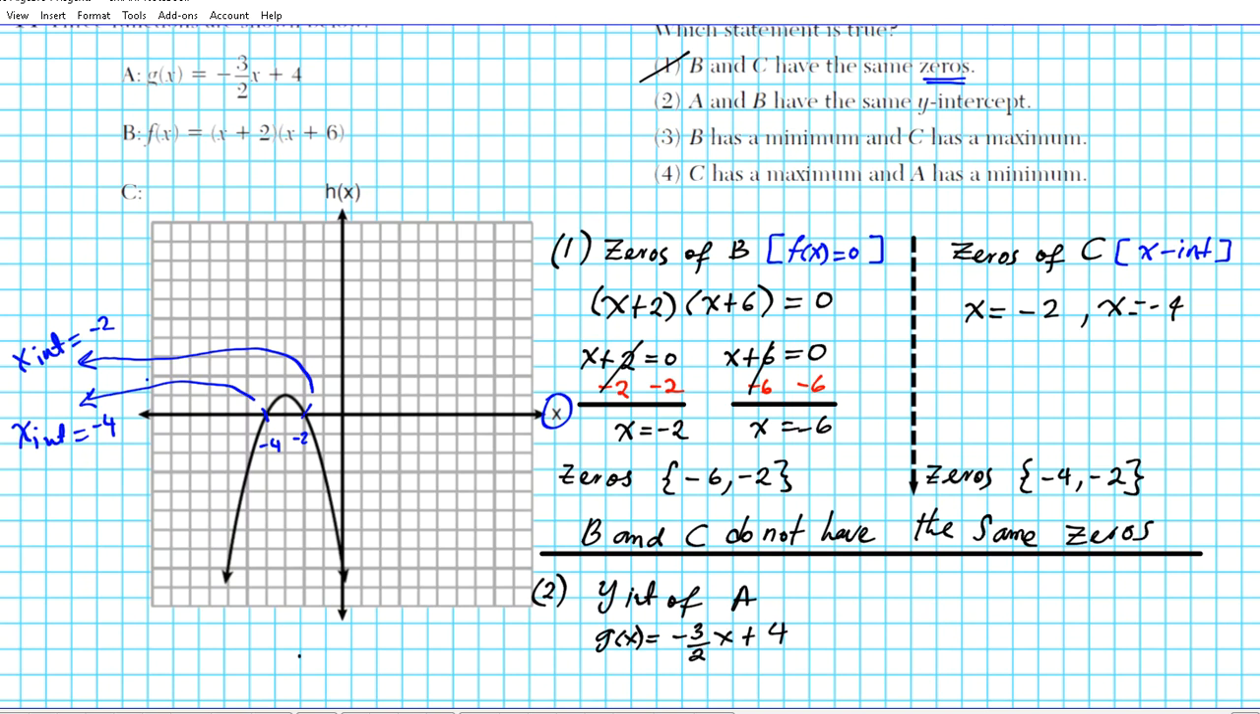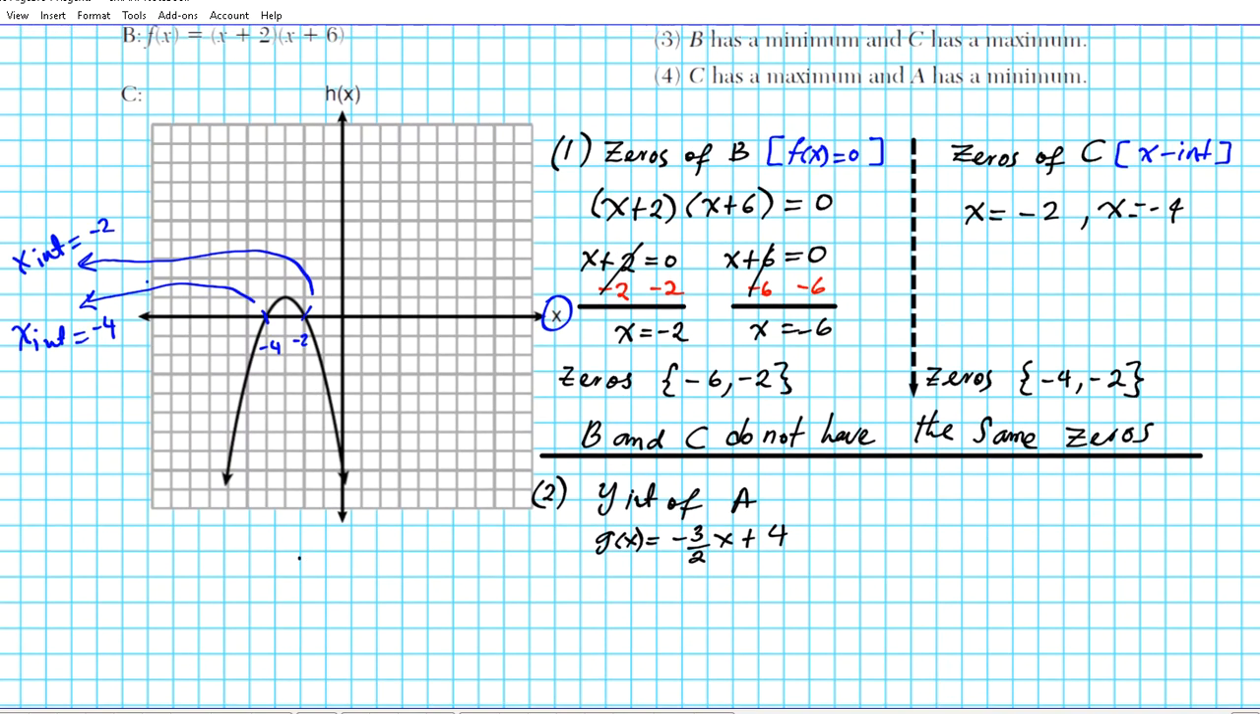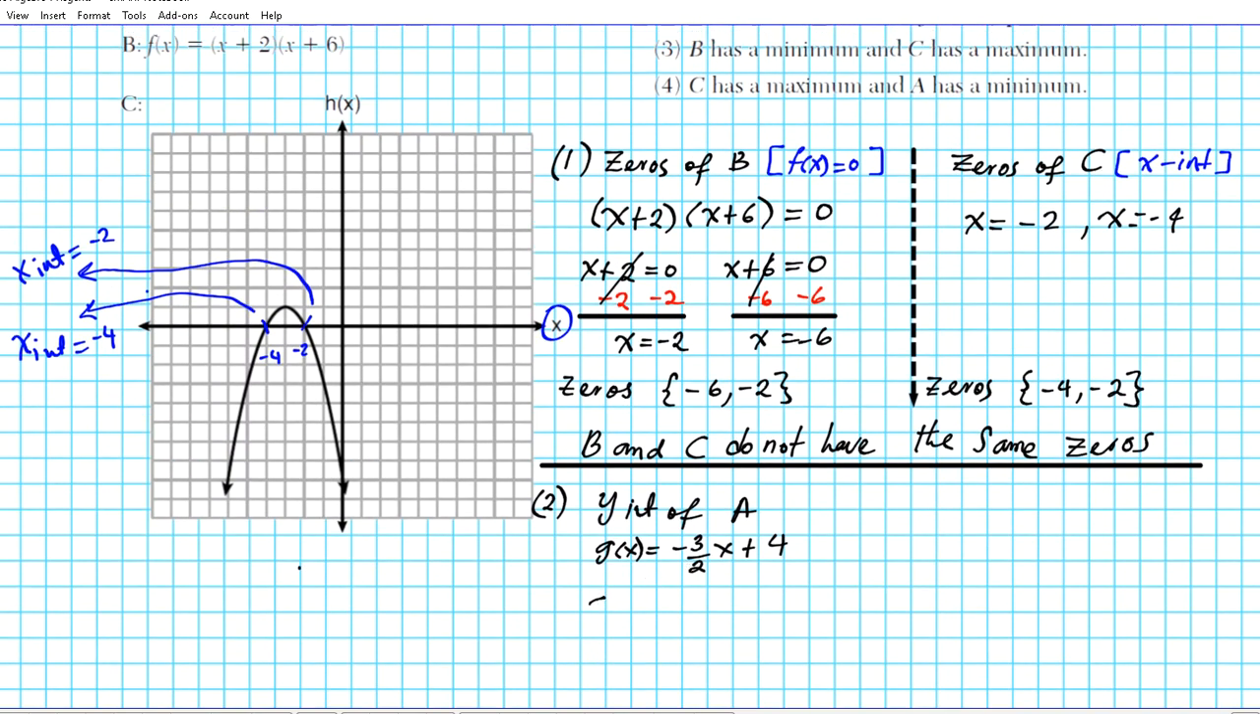So to find the y-intercept, we're just going to plug in 0 for x. So g of 0 is going to be -3 over 2, instead of x we put 0, plus 4. Then just simplify. We're going to PEMDAS the right side of this function. -3 over 2 times 0 is just 0, plus 4, which is 4. Bam! That's the y-intercept of function a, which is g of x.